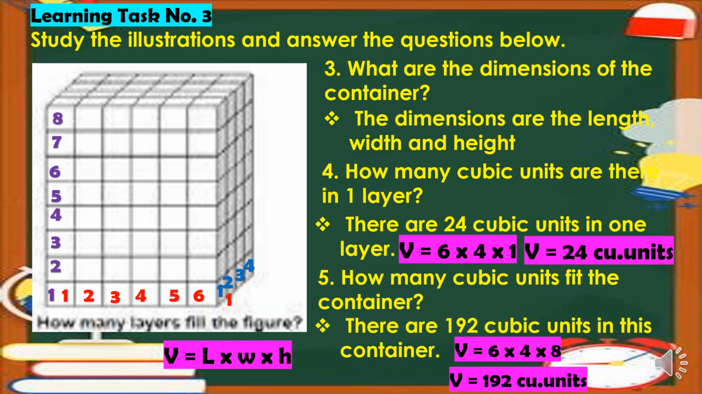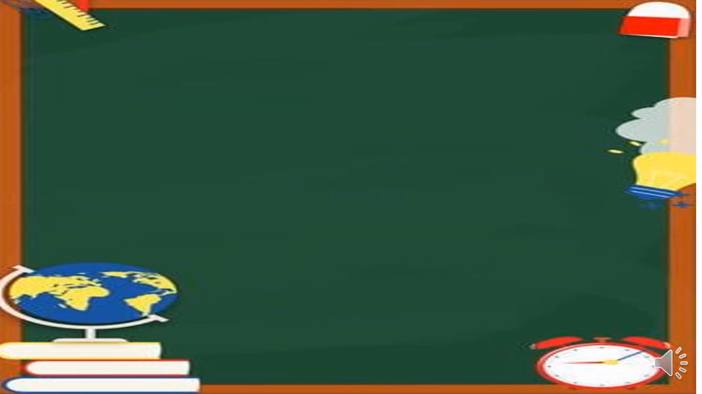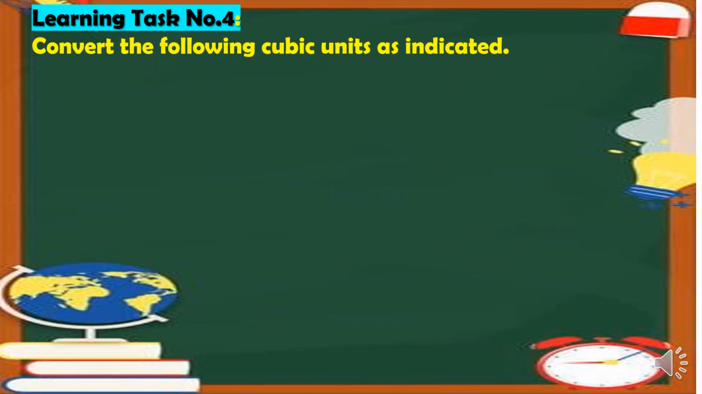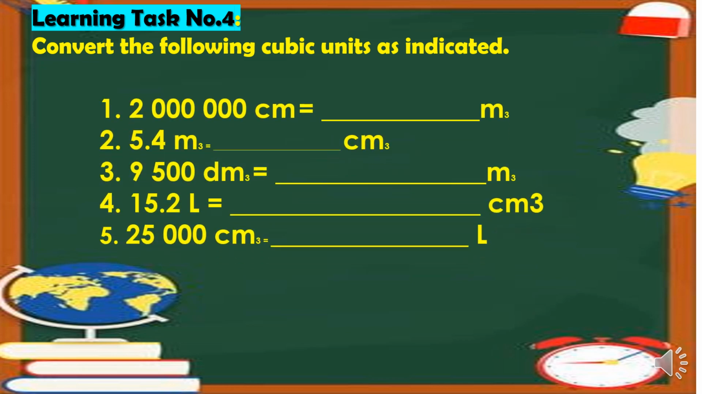So therefore, there are 192 cubic units in this container. Okay. Now, for learning task number 4, convert the following cubic units as indicated. Number 1, 2 million cubic centimeter, how many cubic meter? For number 2, 5.4 cubic meter, how many cubic centimeter? And number 3, 9,500 cubic decimeter is how many cubic meter?